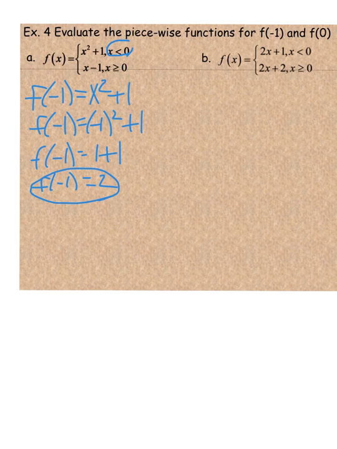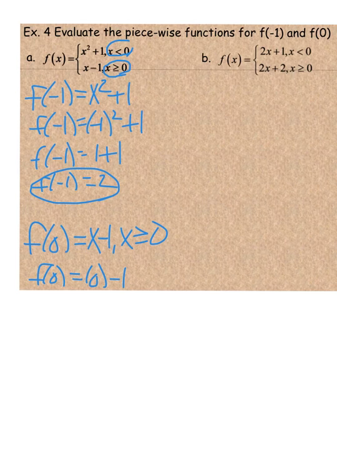If I want to evaluate this piecewise function for f of 0, I have to choose the function that has 0 in its domain. So I look at my equations. The first one has a domain where x is less than 0. Well, 0 is not less than 0, so I go to the second function where the domain is x is greater than or equal to 0, and 0 is greater than or equal to 0, so we're going to substitute 0 into the second function for x. So f of 0 will equal 0 minus 1, which will equal -1.